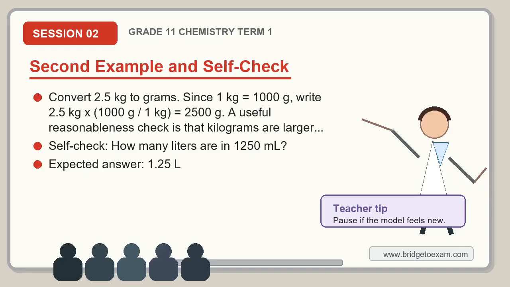Now answer this self-check. How many liters are in 1,250 milliliters? A strong answer should include 1.25 L. Hint: use 1,000 milliliters equals 1 L.